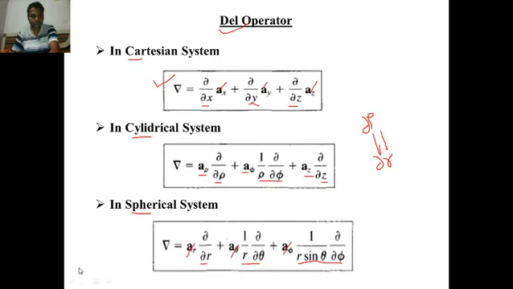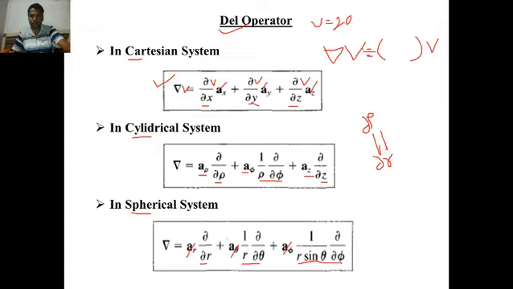For example, your scalar function is v. Then how will you find out the gradient of scalar v in Cartesian system? Attach here v, you will get, for example, del v is equal to, write down the formula of del operator here and write down v here. Given v, whatever may be the v, v can be 20.